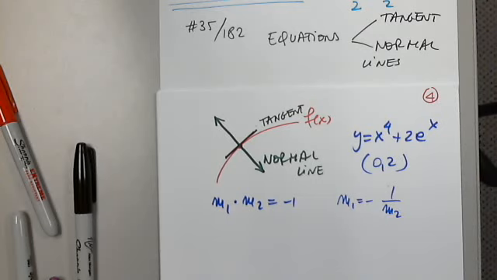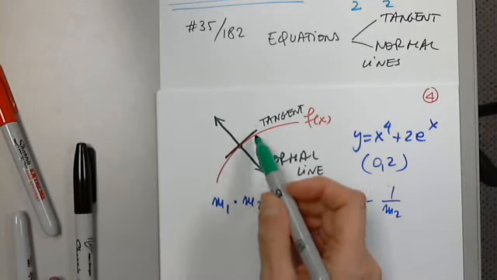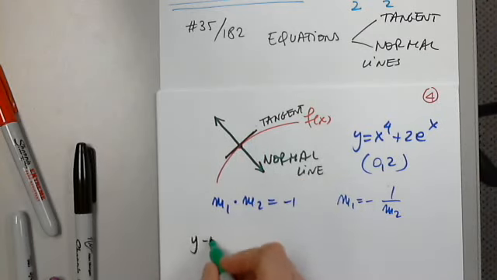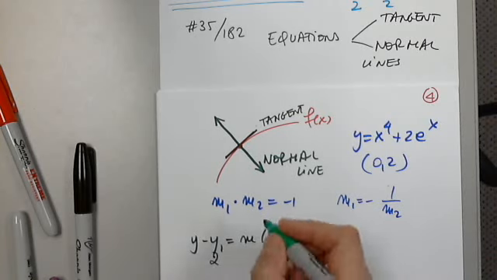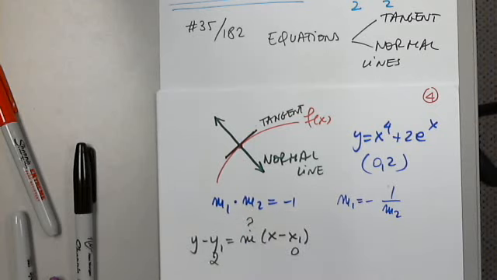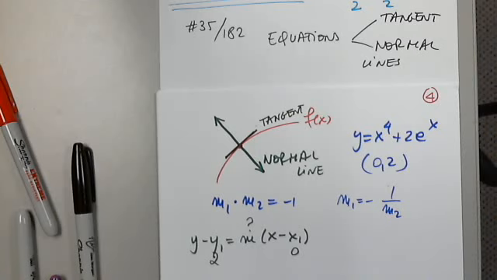Good. So how do I find the equation of the tangent? So I have y minus y1 equals the slope times x minus x1. I have the point (0, 2). But the question is, how do I find the slope of the tangent line? Well, I have the tools now to determine the slope of the tangent line without using the definition of the derivative.